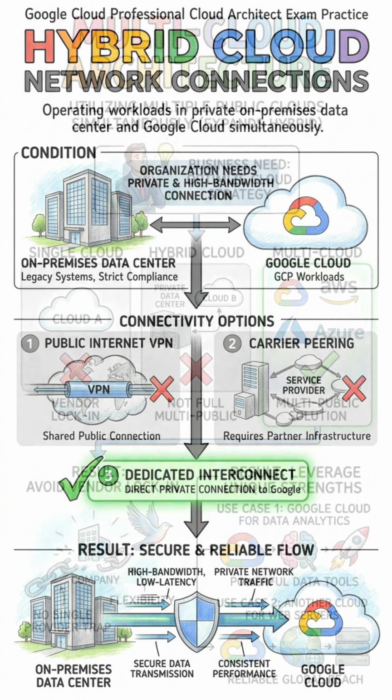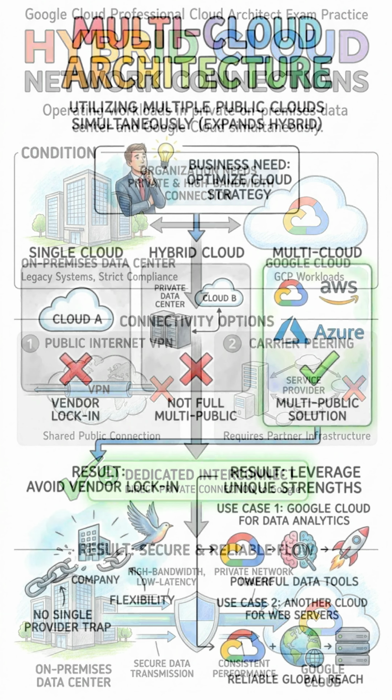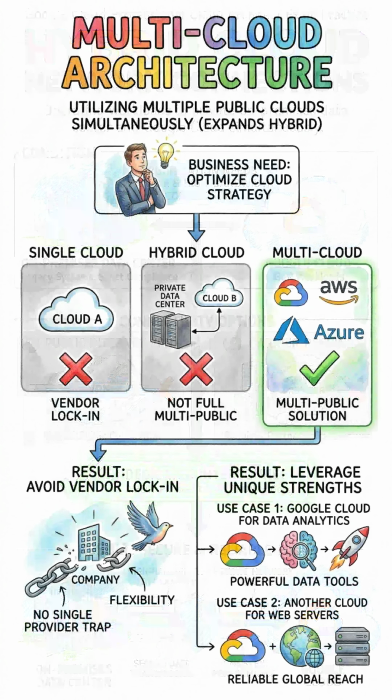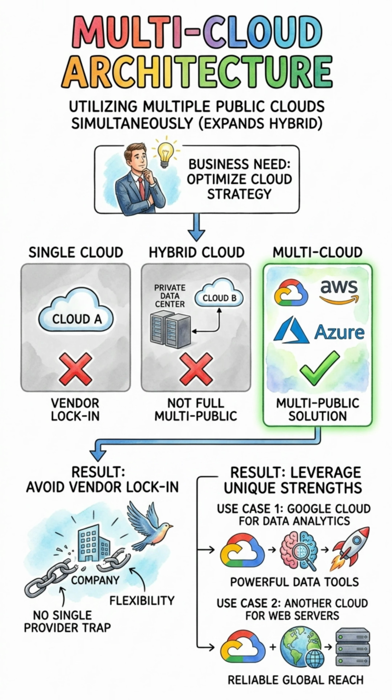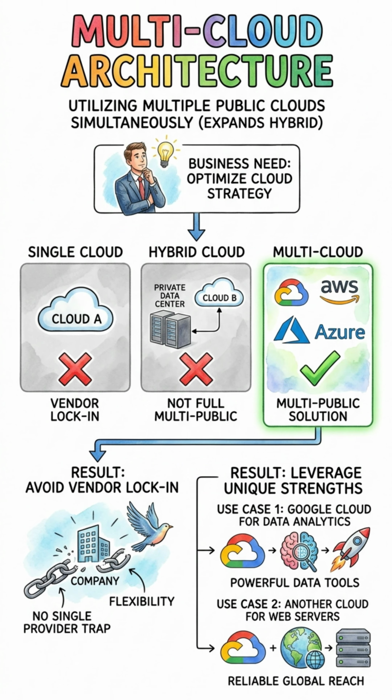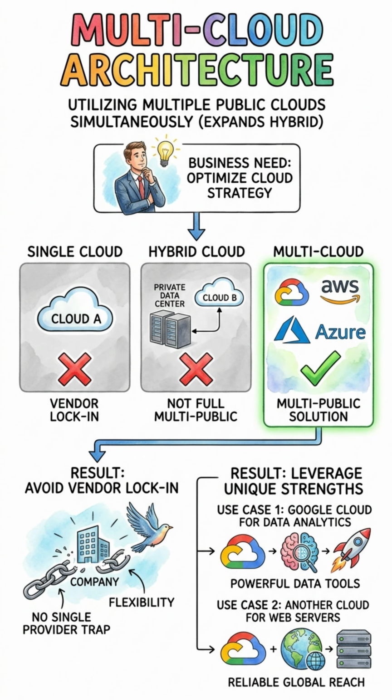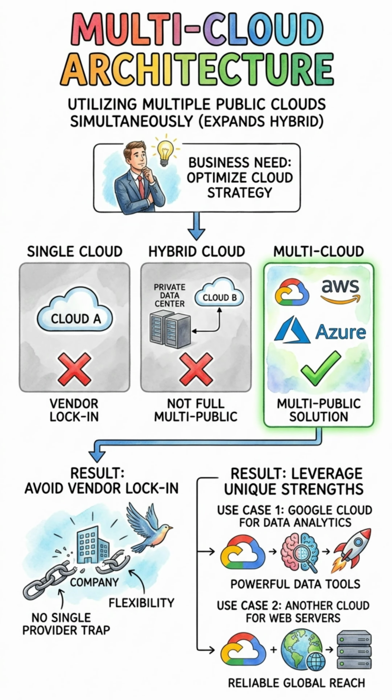A multi-cloud architecture expands on the hybrid concept by utilizing multiple public cloud providers at the exact same time. Companies choose multi-cloud to avoid vendor lock-in and to leverage the unique strengths of different cloud providers, like using Google Cloud for data analytics while keeping web servers on another platform. Managing this complexity is a major theme for advanced cloud architect scenarios you will encounter on the exam.